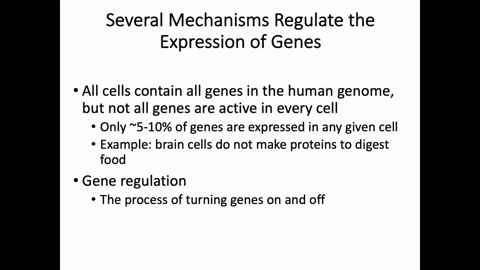Gene expression is a process of making proteins from genes. As we learned, every single cell in our body contains the same genomic DNA, but these genes are not turned on at the same time. Actually, only about 5 to 10% of genes are expressed in any given cell. For example, brain cells may make proteins for producing neurotransmitters, but they do not make proteins to digest food. The process of turning genes on or off, or making more or less protein, is called gene regulation.